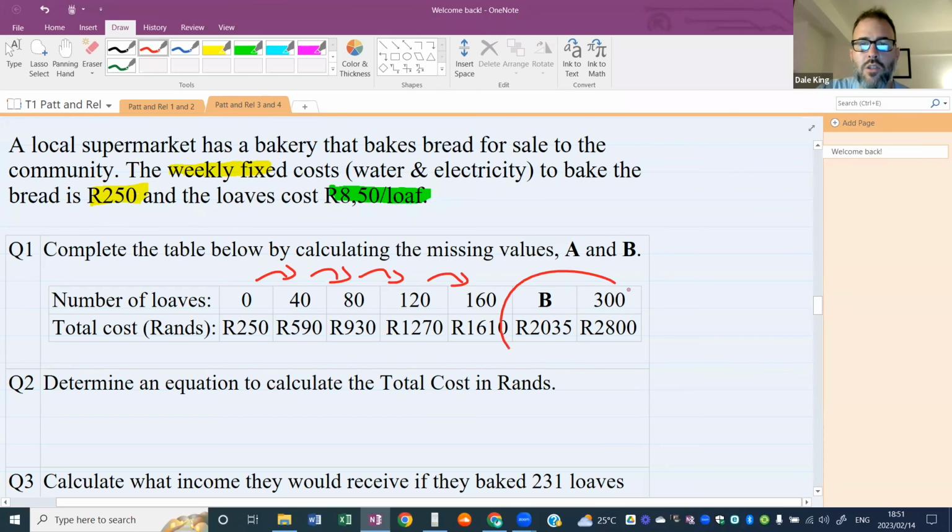Okay, but these last two are totally different. So we can't use constant differences to find these last two. We're going to have to use a formula. So I want you guys to try and learn how to use a formula to find these. All right, we've got an answer there of 210 from Christy.